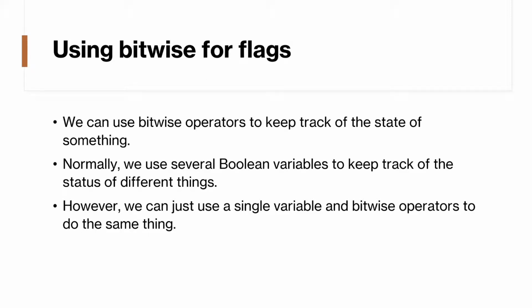So we can use bitwise operators to keep track of the state of something. And normally we use a bunch of Boolean variables to do this. For example, if you had a car and you want to keep track whether it's running or not, whether the fuel is low, you can just have a couple Booleans that do that, called is running. It's true if it is, it's false if it's not. You have another Boolean called is low fuel. It's true if there's low fuel, it's false if there isn't. It's not low fuel if you have a lot. You could definitely do that and just have a bunch of different Booleans, but you can also just have a single variable and use bitwise operators to just do the exact same thing.